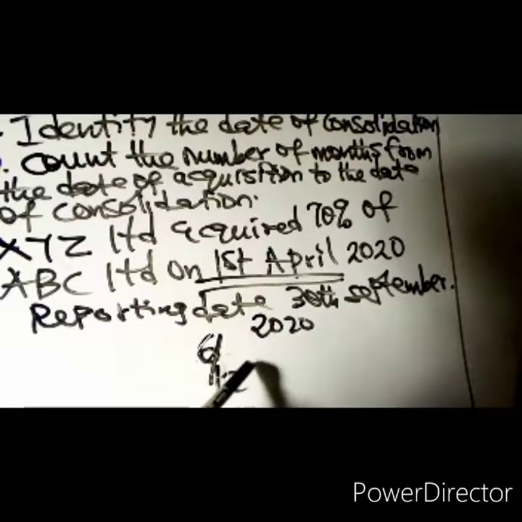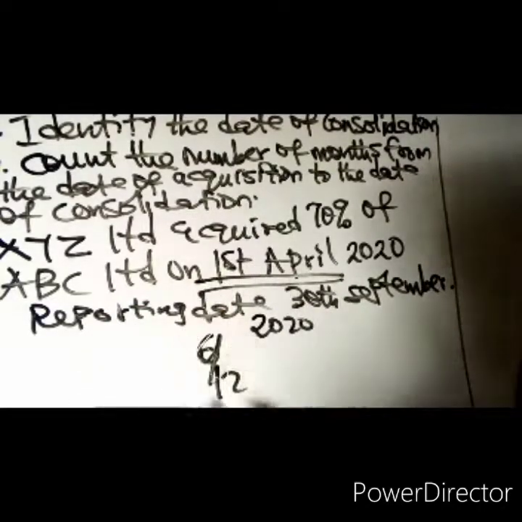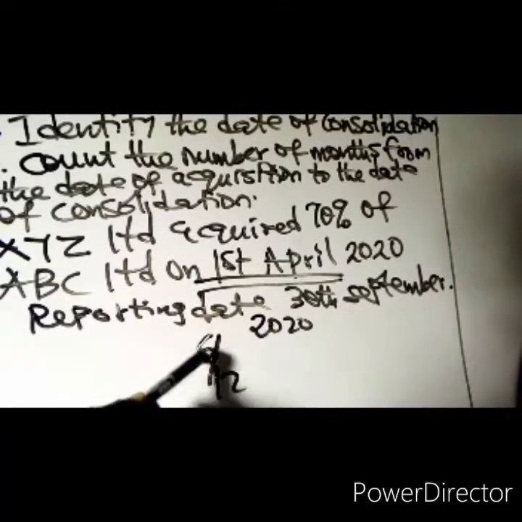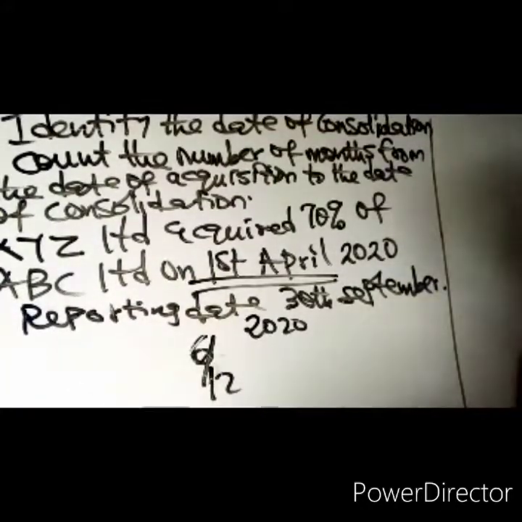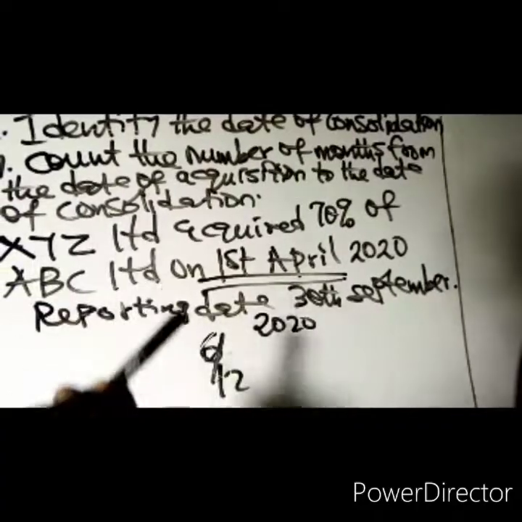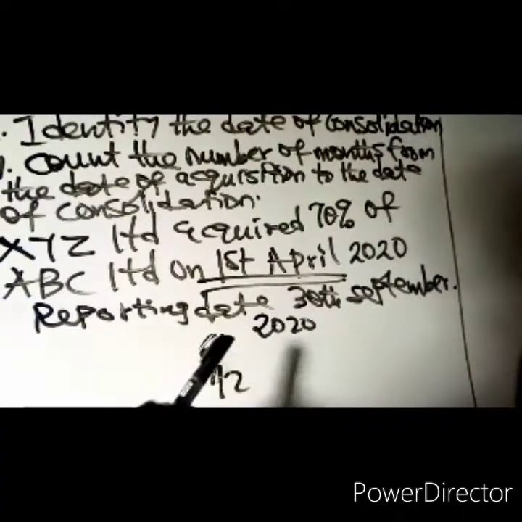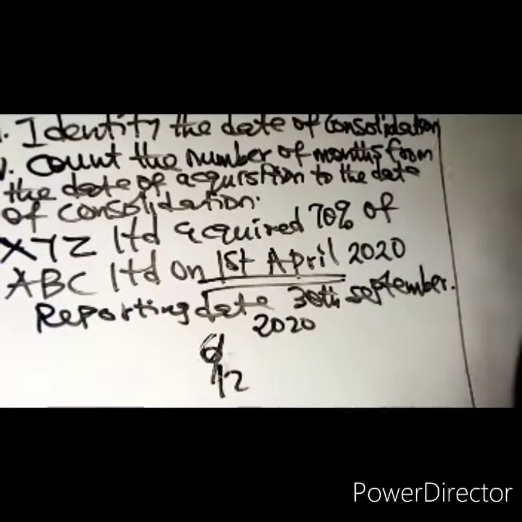Meaning that for revenue of the subsidiary now, you are going to have 6 over 12. For cost of sales, 6 over 12. For expenses, 6 over 12. Other items in the subsidiary statement of profit or loss will be time apportioned. So everything in the subsidiary statement of profit or loss will be time apportioned. So please take note of that.